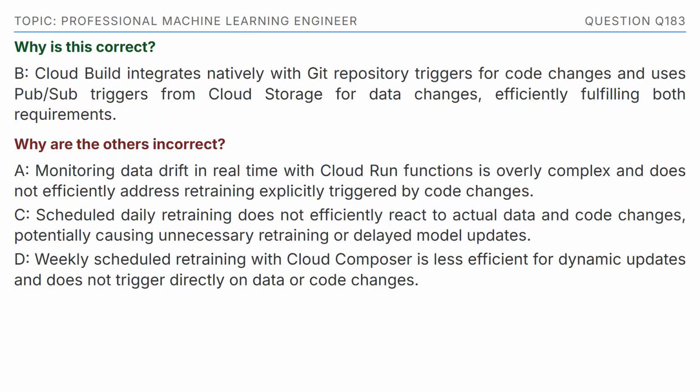Why is this correct? B. Cloud Build integrates natively with Git repository triggers for code changes and uses Pub/Sub triggers from Cloud Storage for data changes, efficiently fulfilling both requirements.